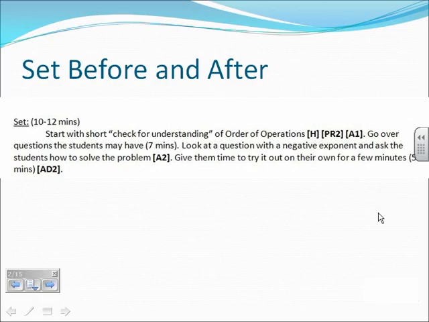Right, so our set from before was the exact same as after. We kept the check for understanding. It fit nice. It had a nice flow, we thought. And we gave them this question, which was just a negative exponent question, to give them a chance. You know, if one student could figure it out, give them that chance. But most students probably wouldn't get that, and that'd be a great way to lead into trying to find a chart and go through how to find this problem.